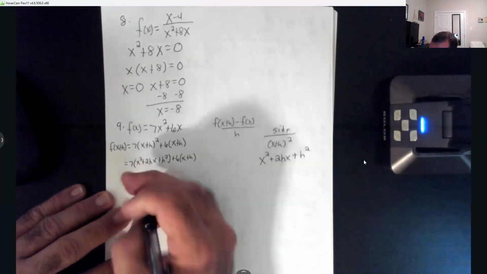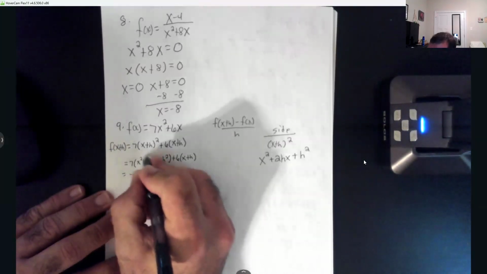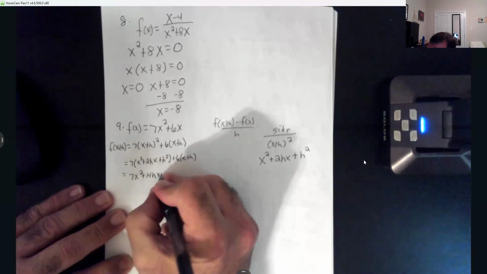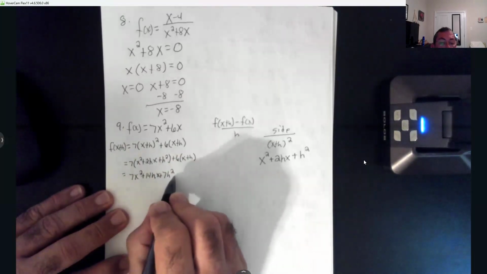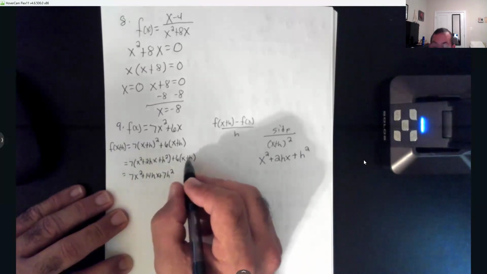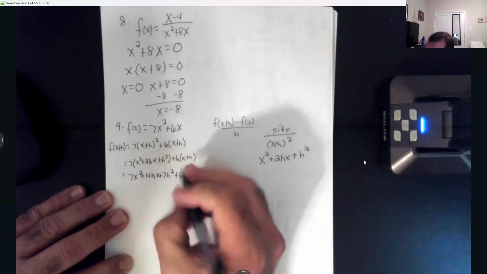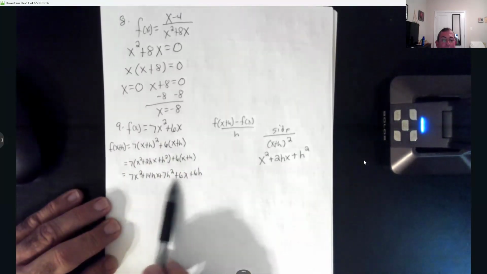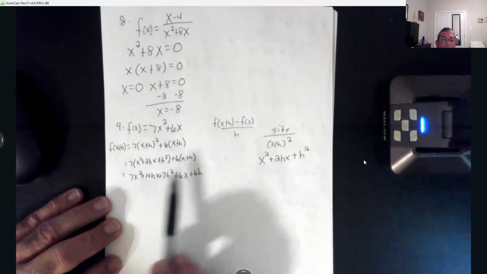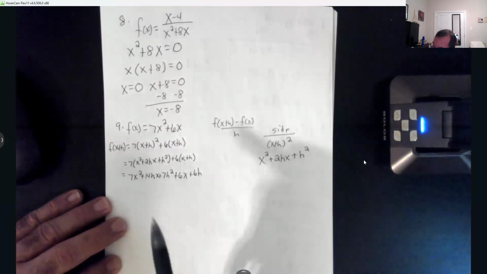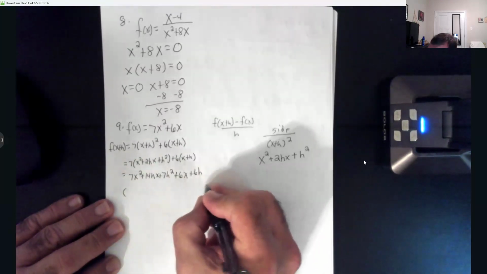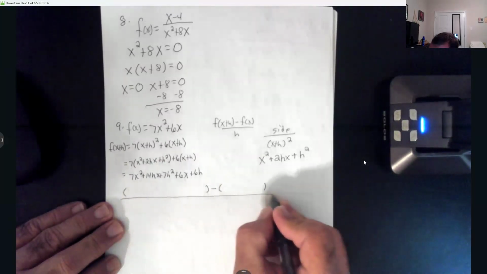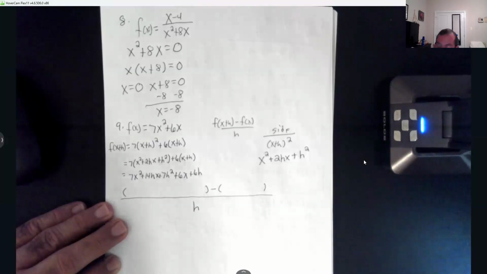So I get 7x squared. 7 and 2 give me 14hx. 7 times h squared is a 7h squared. Now do the 6. 6 times x is 6x. 6 times h is 6h. And y'all look at that, no like terms. So now I'm plugging everything into my formula since this does not simplify. My f of x plus h minus my f of x, we will divide all of that by h.